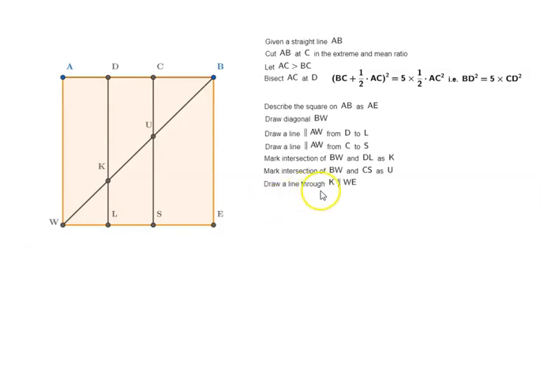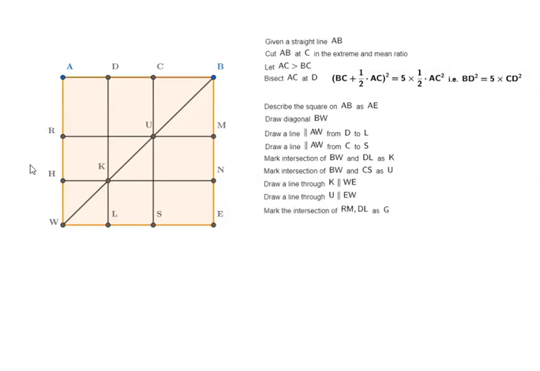Now draw a line through K parallel to WE. Let's mark these points as H and N. Again, draw a line through U parallel to WE, and let's mark this as R and M. Mark the intersection of RM and DL as G. And similarly, mark the intersection of HN and CS as F. And finally, let's mark the gnomon OPQ.